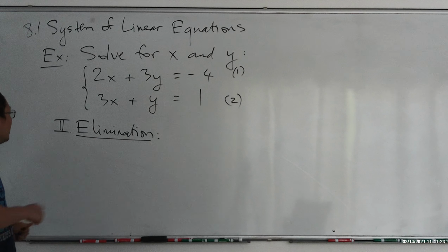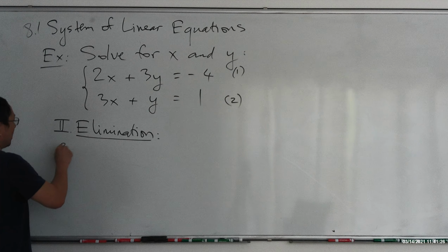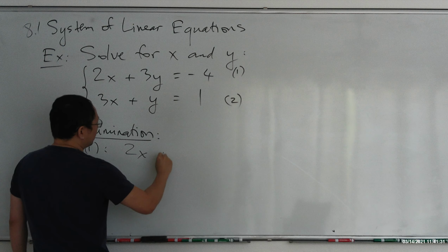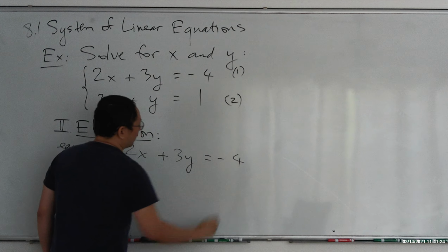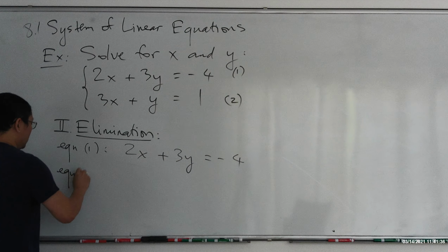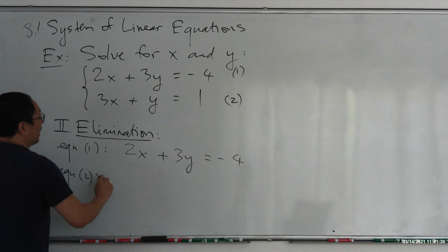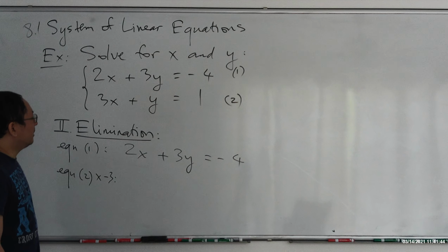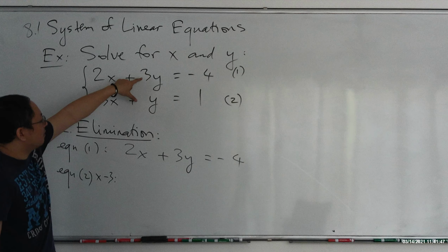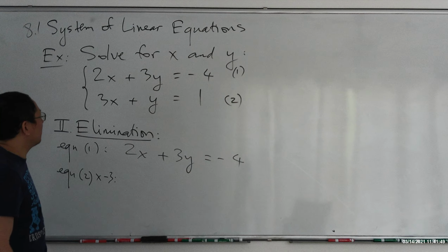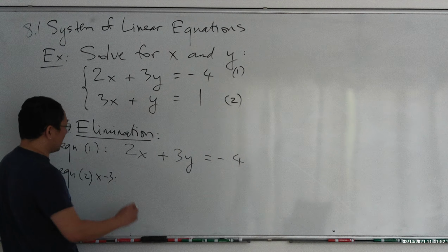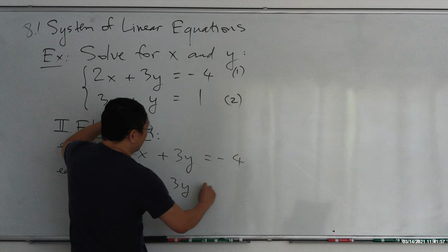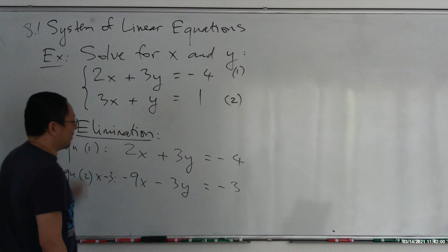So let's do that. I'm going to keep equation 1 the same because I have what I need: 2x plus 3y equal to negative 4. And for equation 2, I'm going to multiply by negative 3. You see why I need to multiply by negative 3. I'm going to match up the coefficient of y with the opposite sign so I can eliminate the y. Times everything by negative 3, okay? I get negative 9x, minus 3y, equal to negative 3. Multiply everything by negative 3.